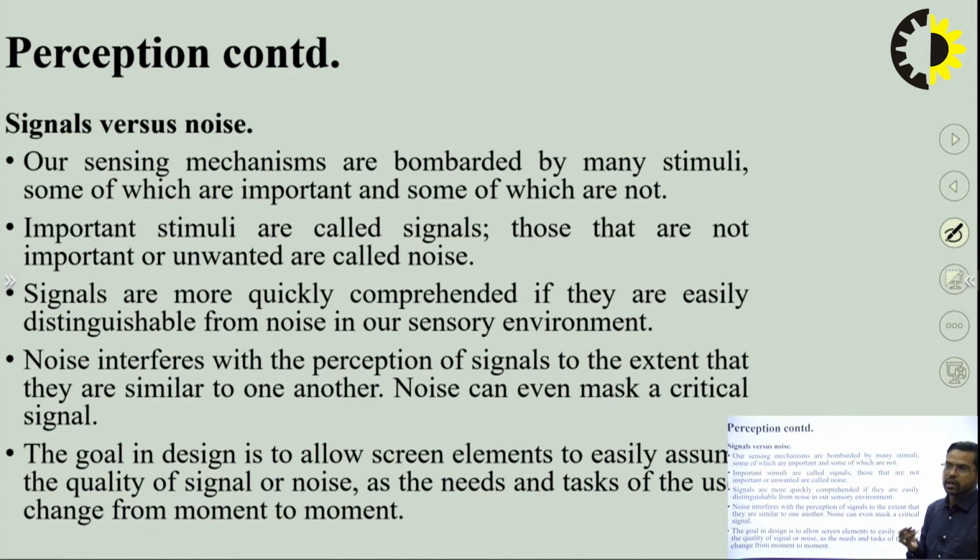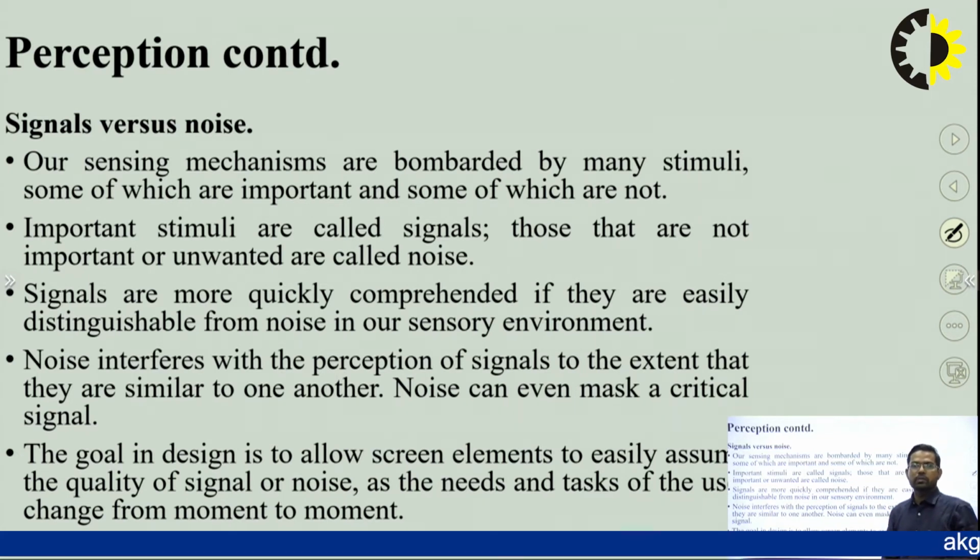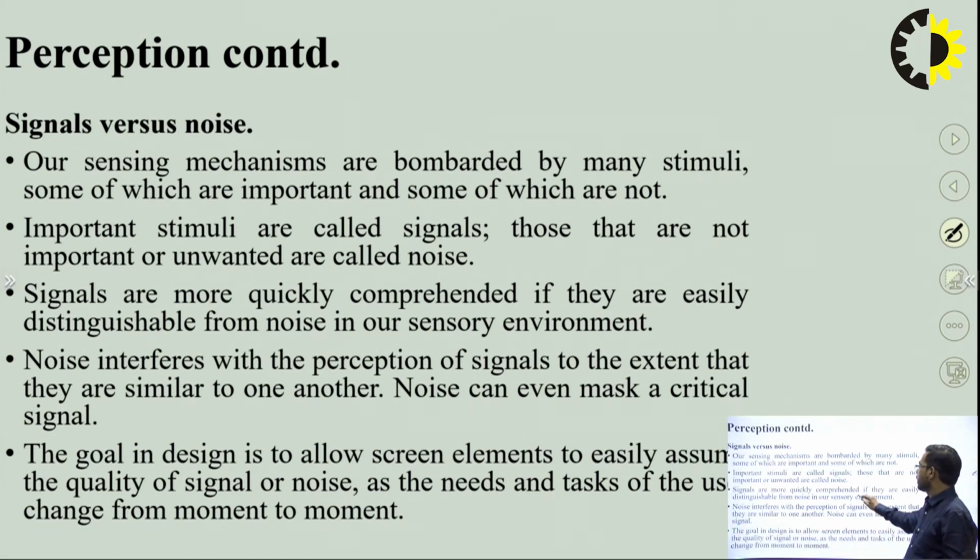Our sensing mechanism, just like our eyes and our ears, is bombarded by many signals, just like stimuli. Some of these are important and some are not. The important stimuli are called signals, and the unimportant or unwanted ones are called noise. Signals are more quickly comprehended if they are easily distinguishable from the noise in our sensory environment, and noise interferes with the perception of signals to the extent that they are similar to one another. So noise can even mask a critical signal.